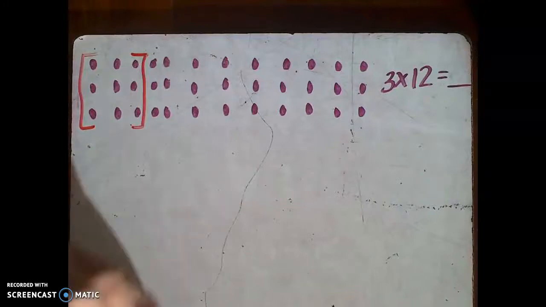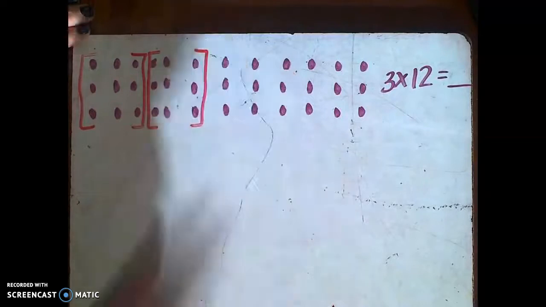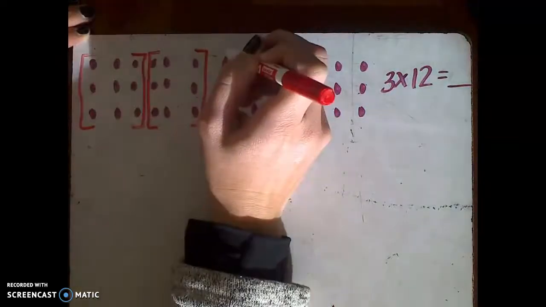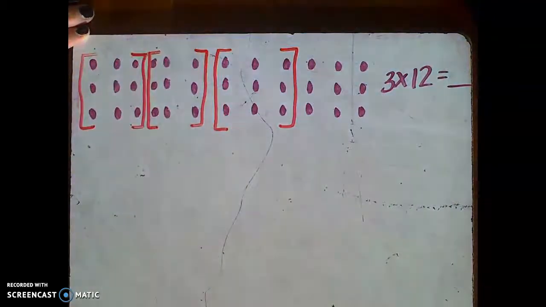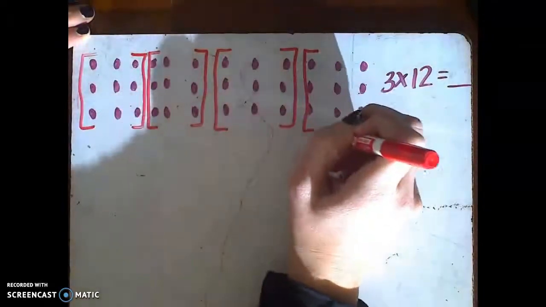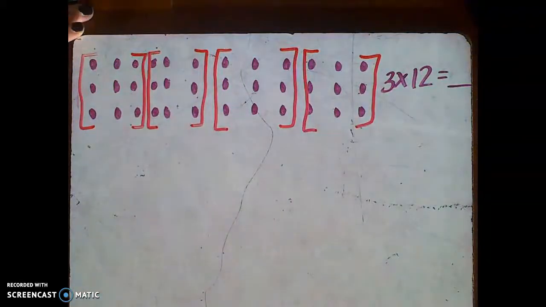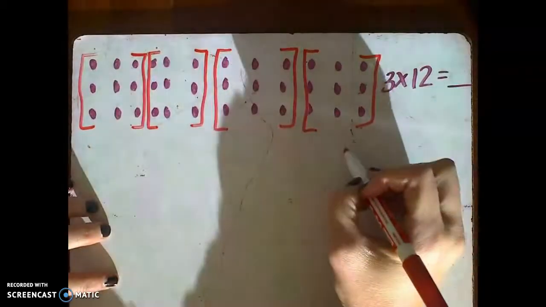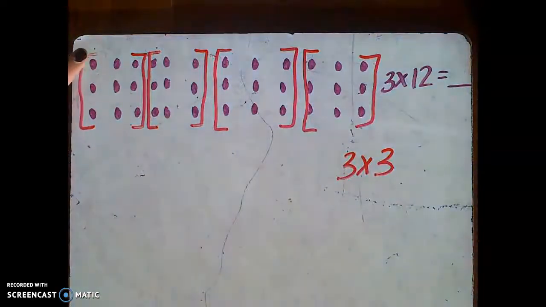Now I'm going to do that again. And again. And then again. And look at that. All of my dots in the array have a group. Now, in each group, I have 3 times 3. I've got 3 groups of 3.